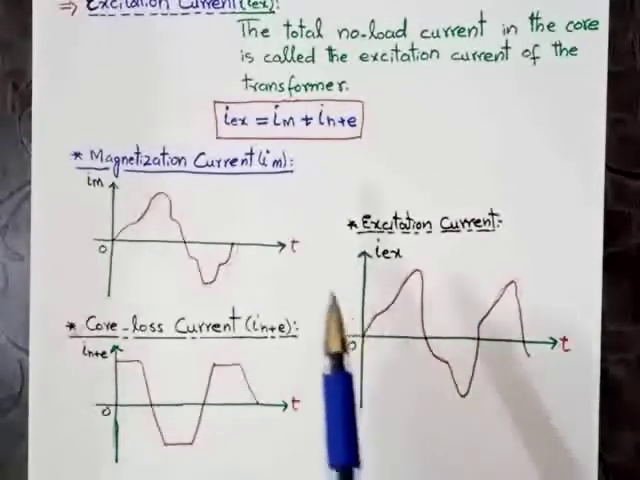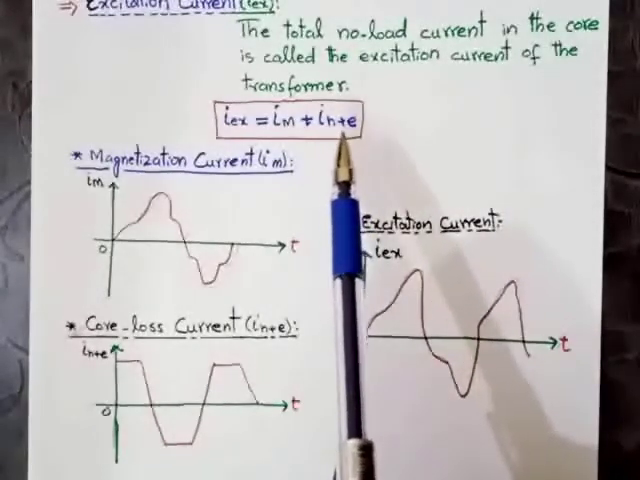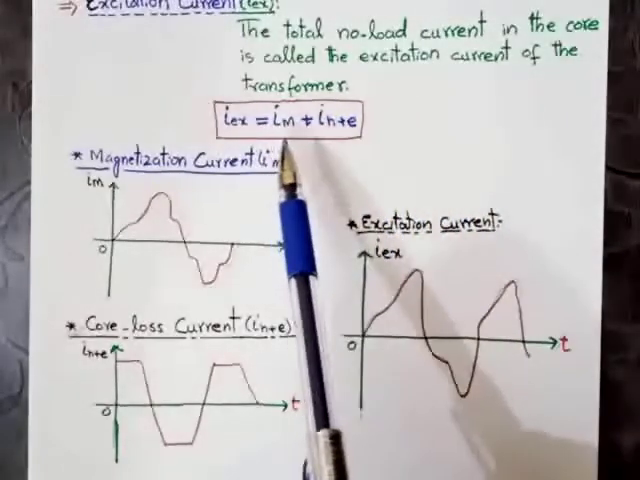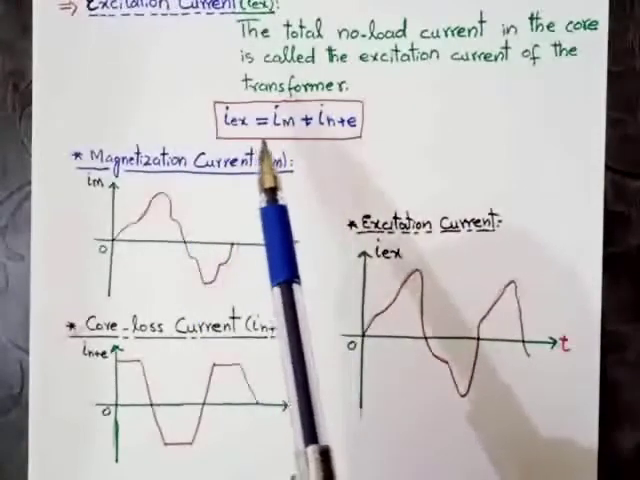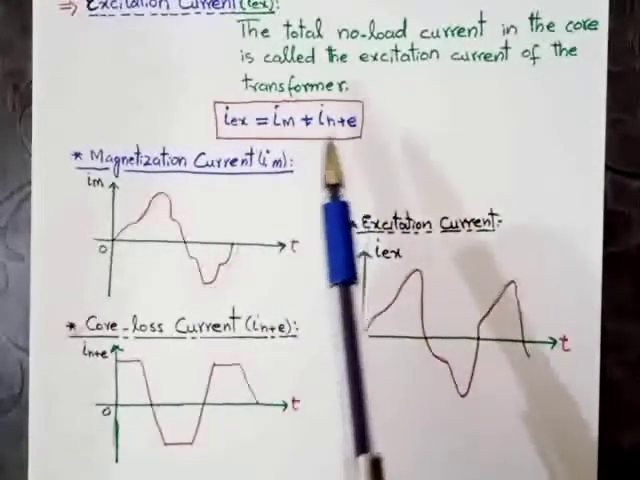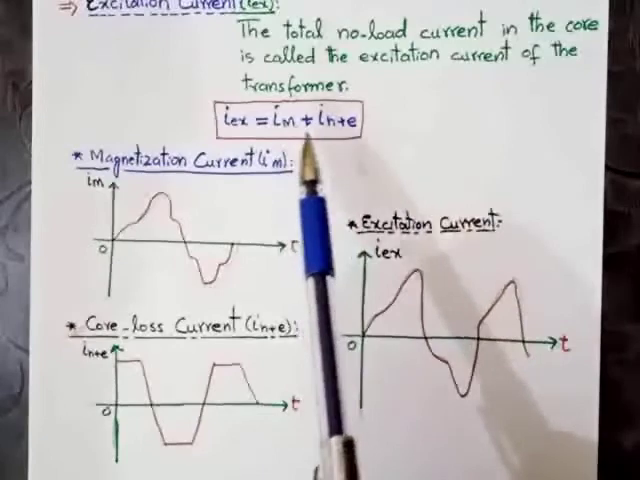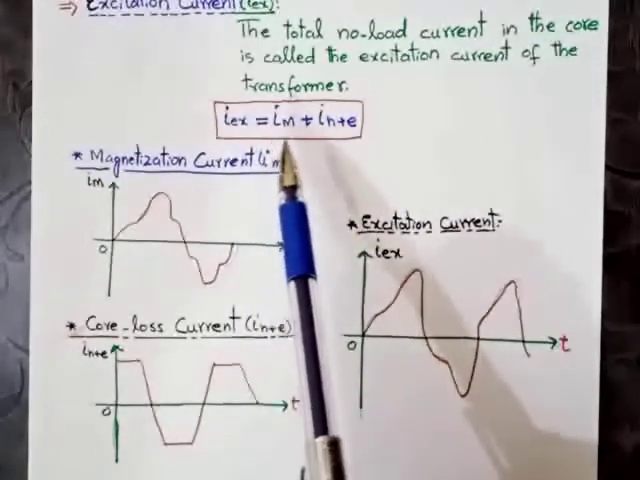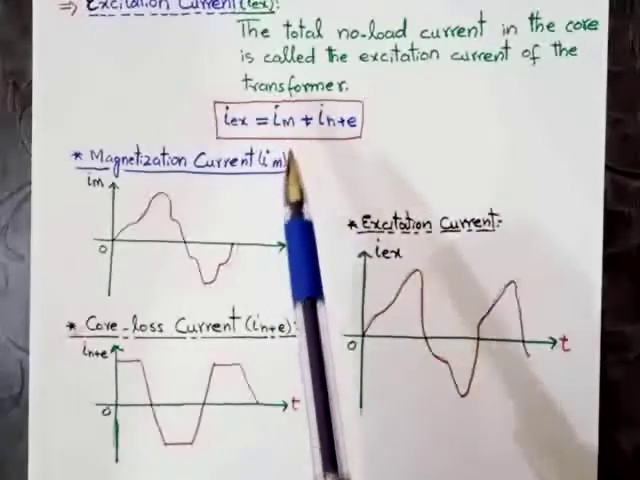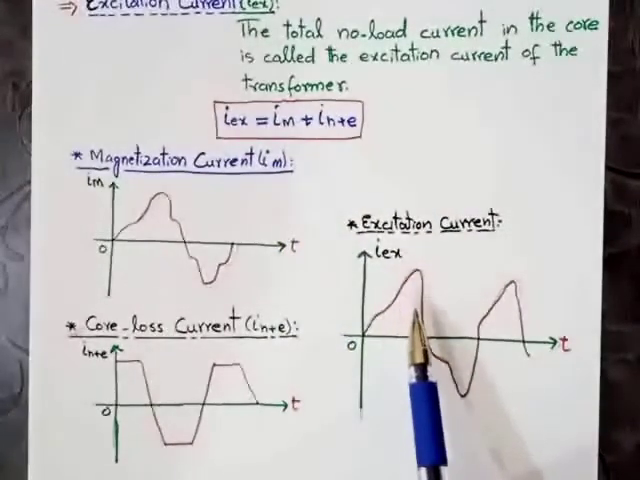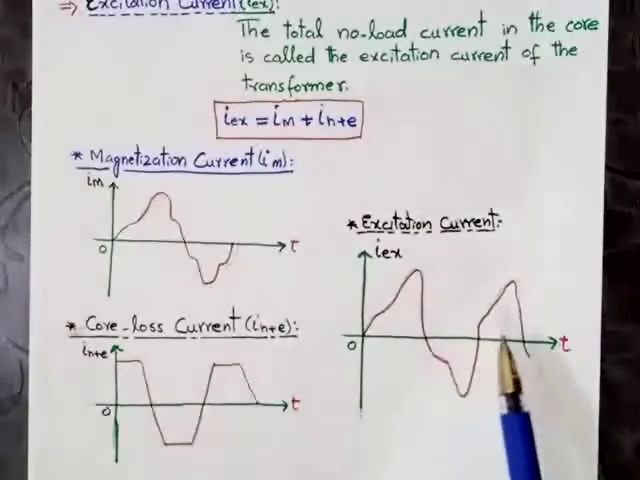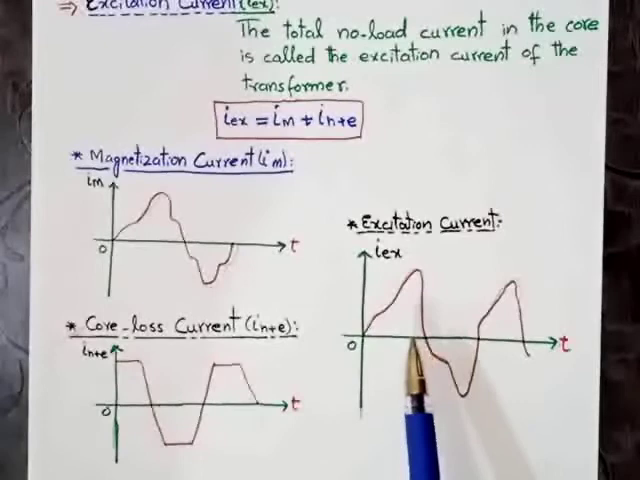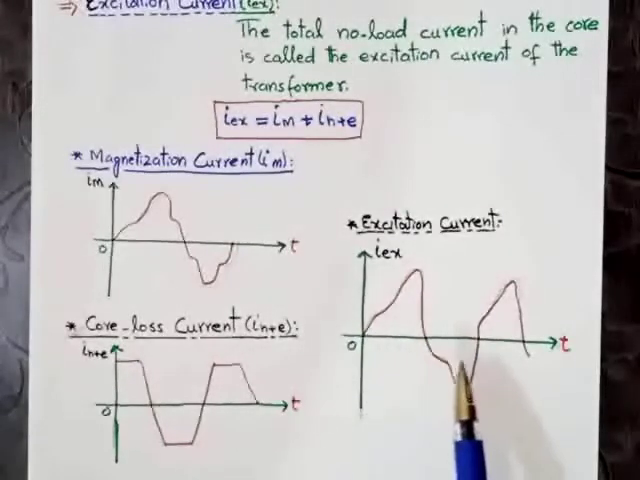The reason is that the effect of core loss current is approximately equal to 0 and the effect of magnetization current is maximum, that is very much greater than the core loss current. So that's why excitation current will be approximately equal to magnetization current. So the overall waveform of excitation current will be like magnetization current. So this is the waveform of excitation current.